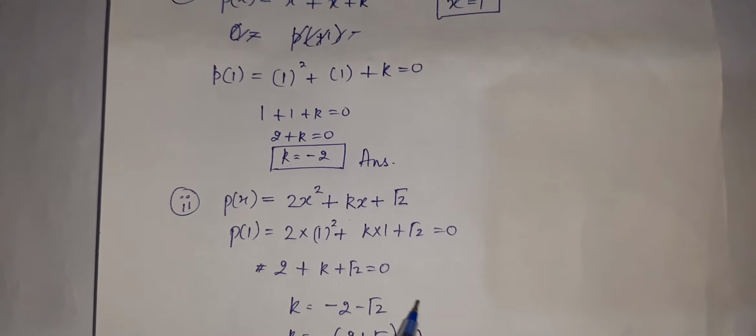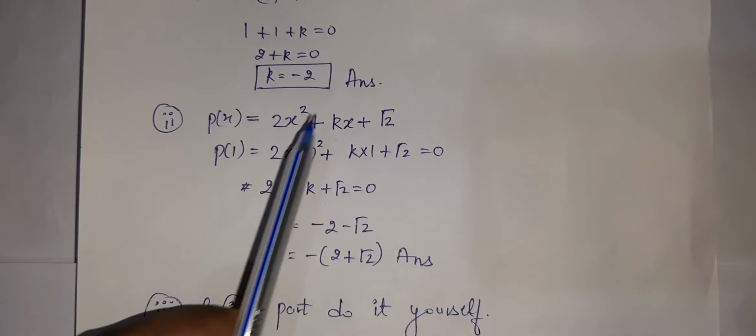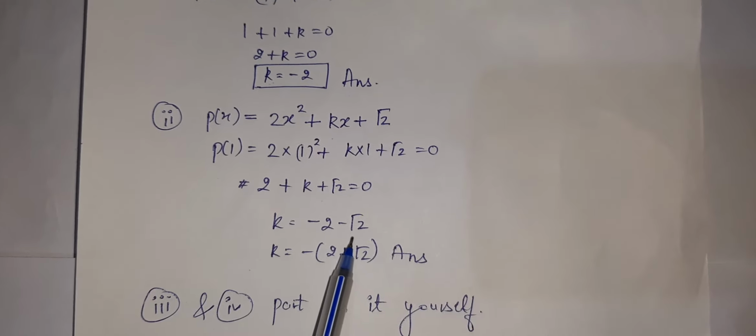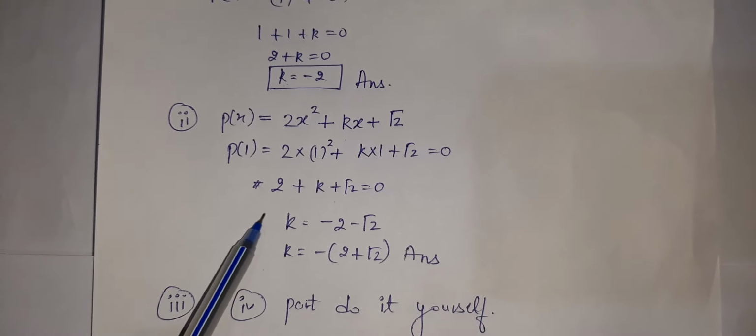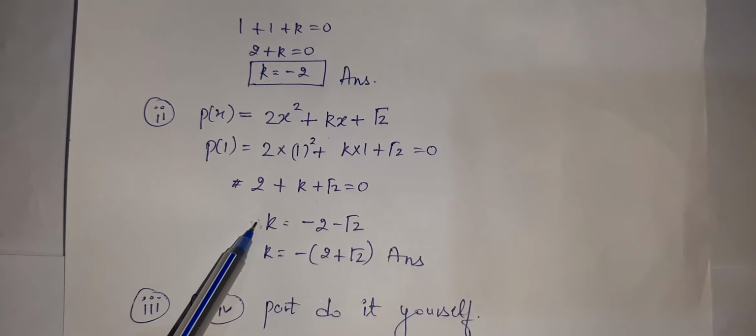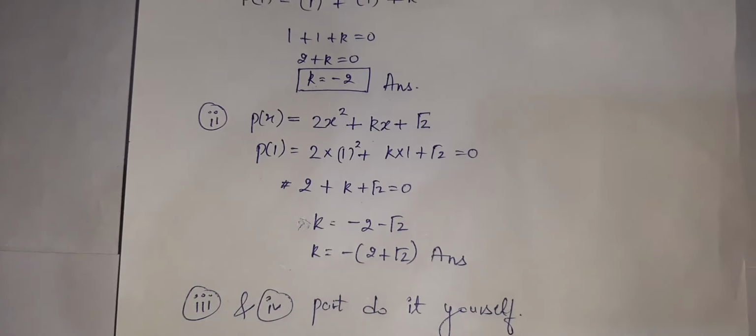2 plus k plus under root 2 is equal to 0. This plus 2 minus 2 plus under root 2 minus under root 2. I have taken out minus as common. Answer is 2 plus under root 2. You can leave the answer here also in this step. Third and fourth part, do it yourself.